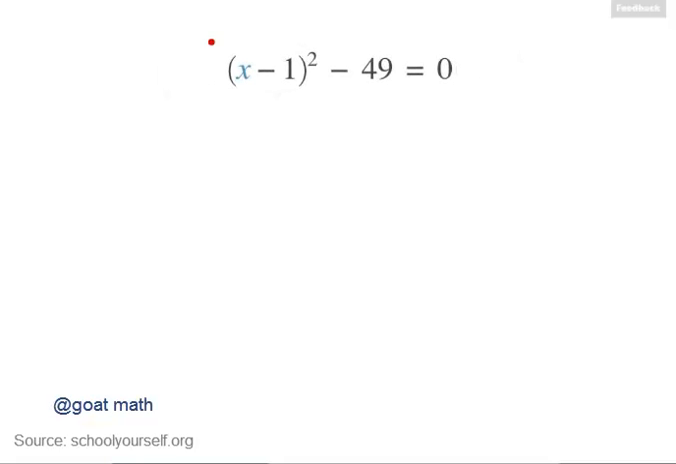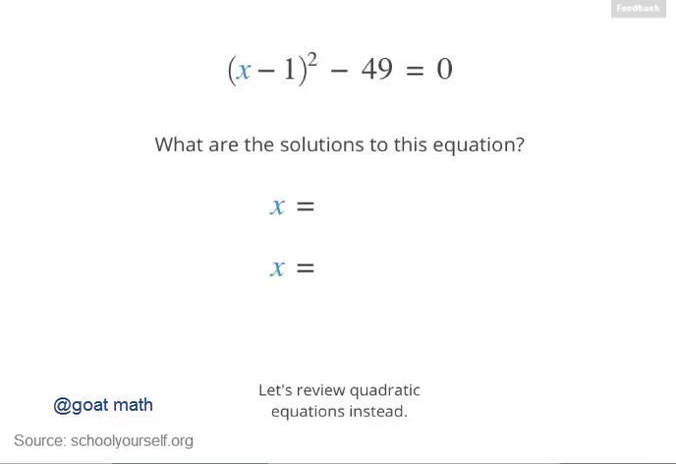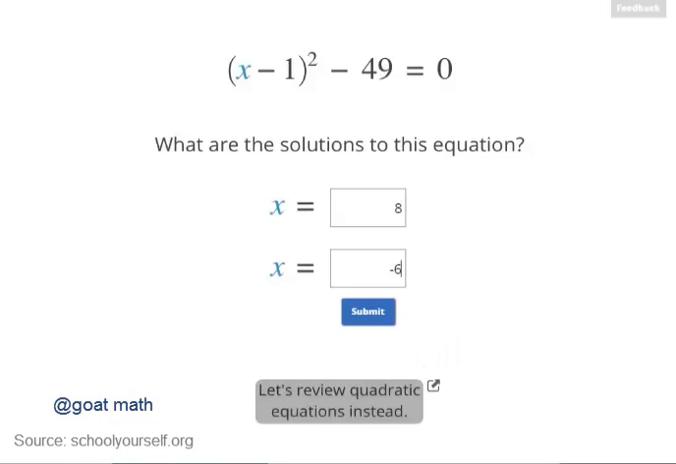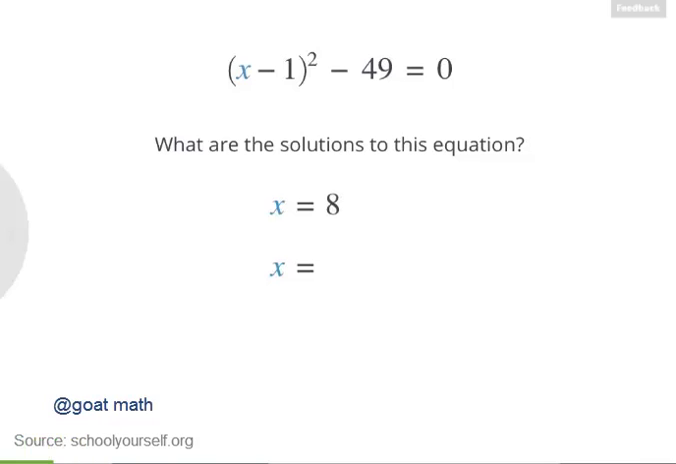Let's start off with the equation (x - 1)^2 - 49 = 0. What are the two solutions to this equation? And if you'd like to review quadratic equations instead, click down here. Nicely done. x can equal 8 or it can equal -6.